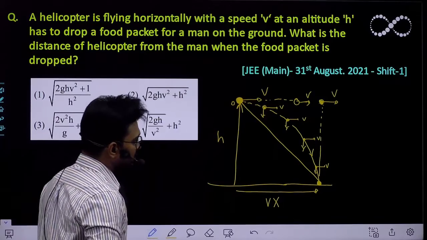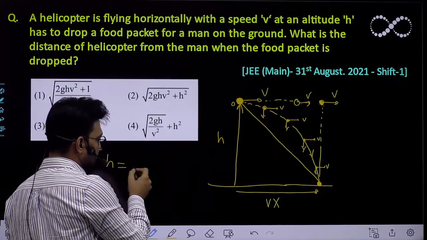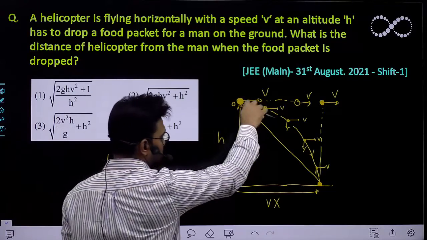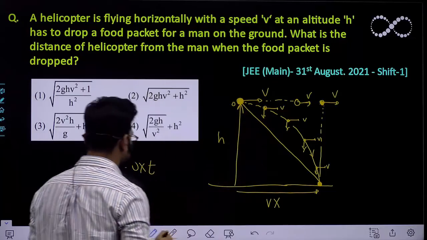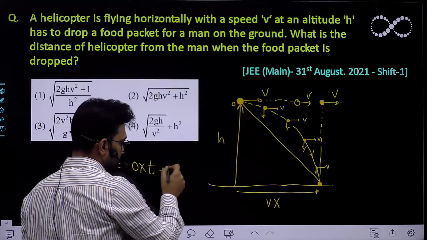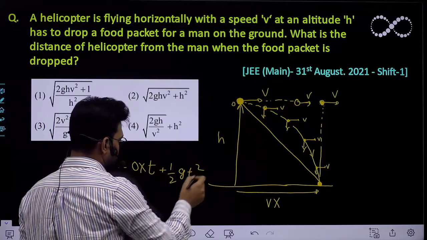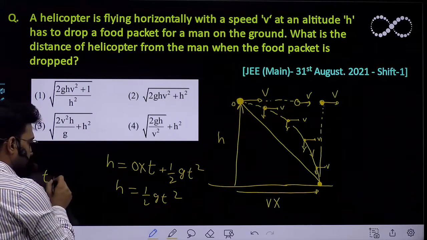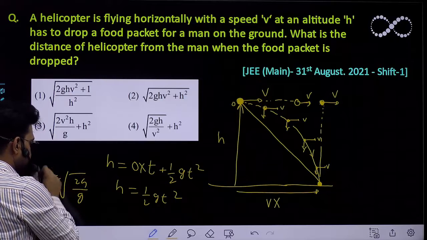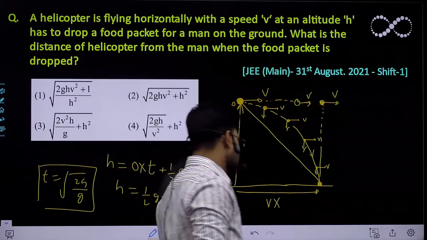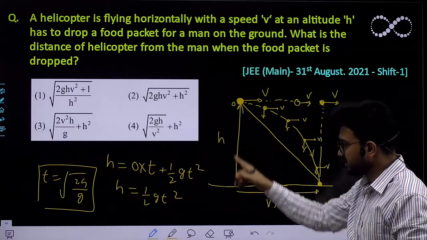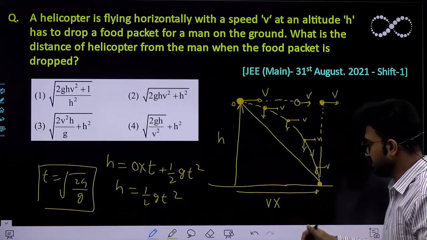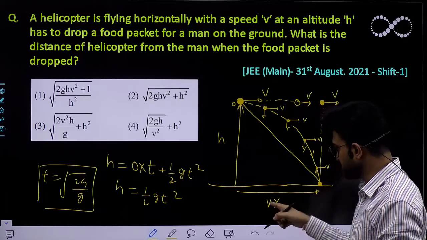Initial vertical speed was 0, so h is equal to ut plus half a t square. Let t be the time taken to come to the bottom. So this distance is equal to ut plus half g t square, which must be equal to half g t square, and the time comes out to be root 2h by g. In order to fall h height, it will take root of 2h by g time to come downward.